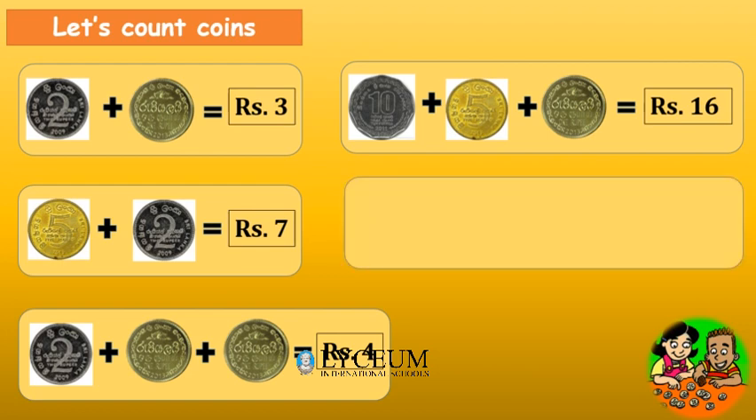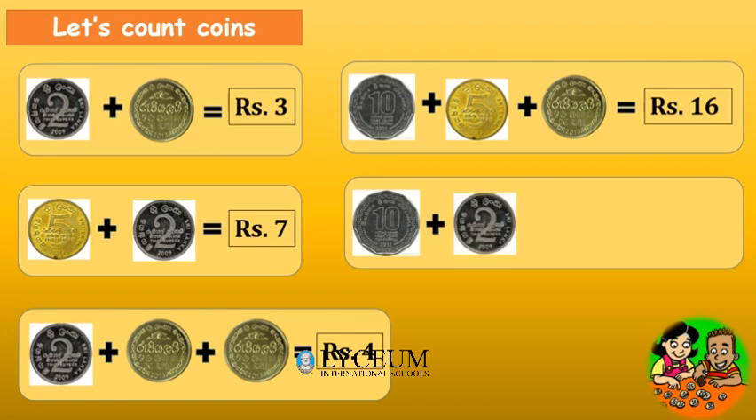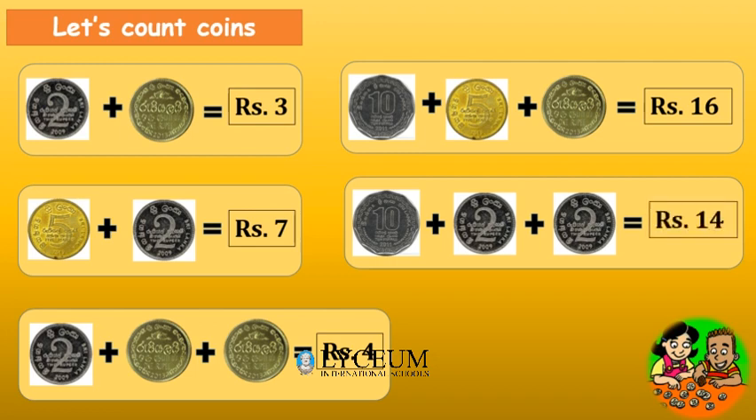Very good. Right, ready for the next one? 10 rupees plus 2 rupees plus another 2 rupees. Again, let's start with the first two coins. 10 plus 2 gives us 12. 12 plus another 2 gives us, yes, you're right, 14. 14 rupees.